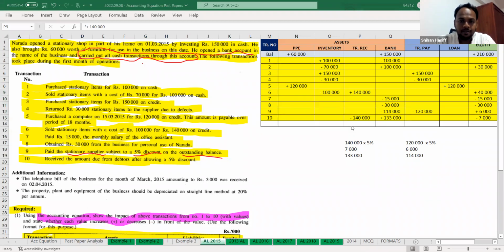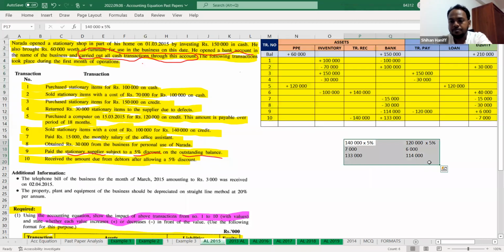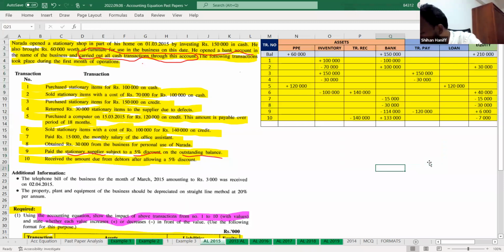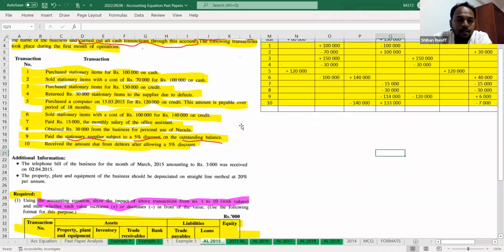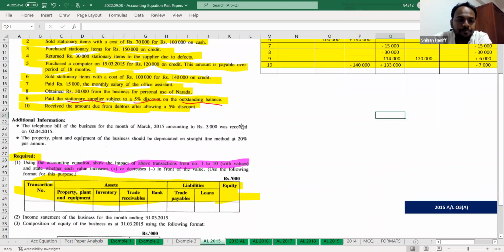Okay. Right. So that's how we record the transactions in the accounting equation. I hope this is clear. It's very simple. Right. Now we will move to the second part.